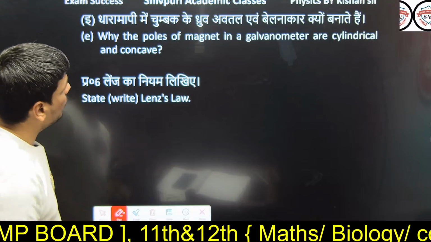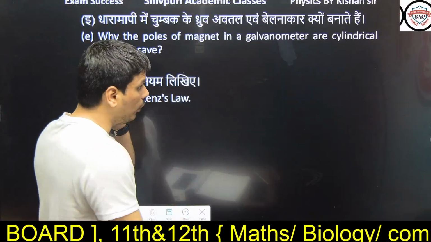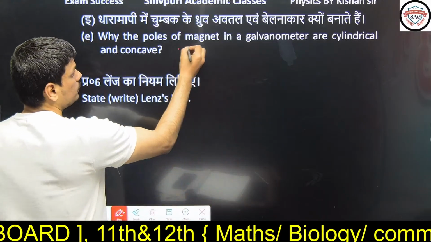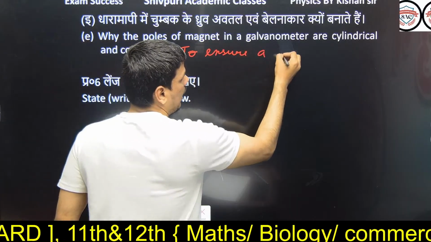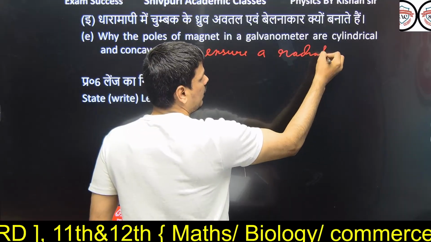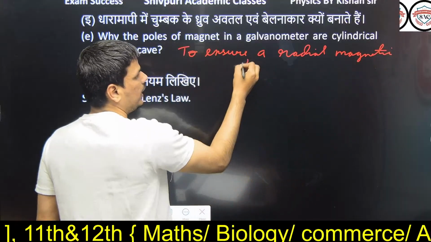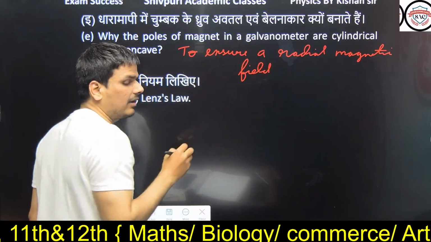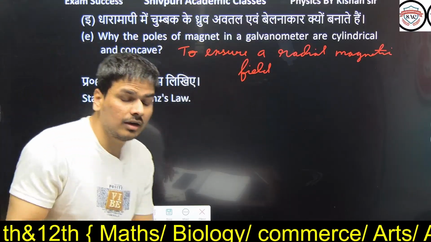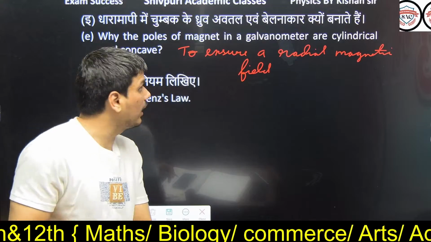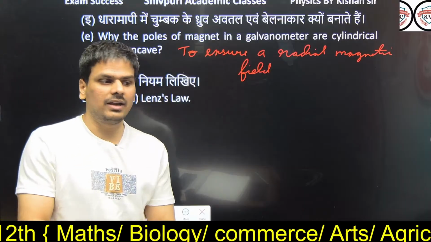Okay, why are the poles of the magnet in a galvanometer cylindrical and concave? For this, the answer should be to ensure a radial magnetic field. Because of the radial magnetic field, the electric current should always be parallel to the magnetic field, and this will give us the approximate value of the electric current in the galvanometer. So what should be the answer? To ensure a radial magnetic field.